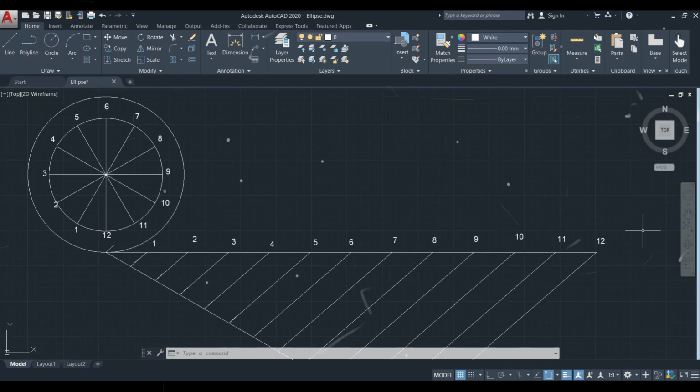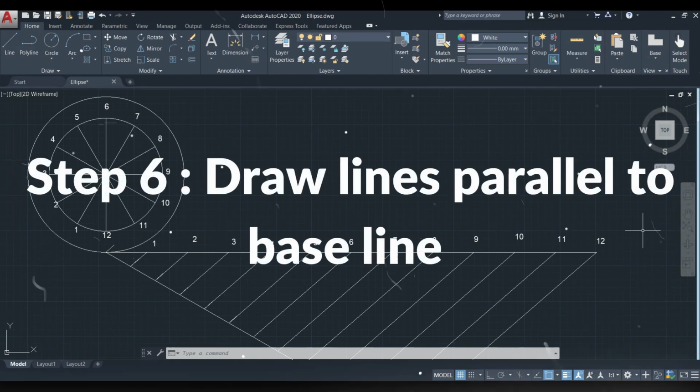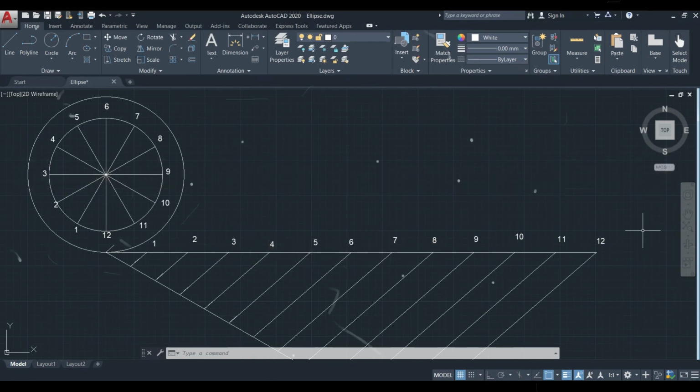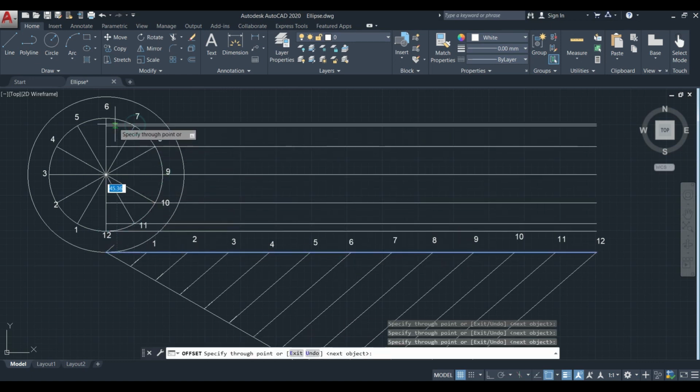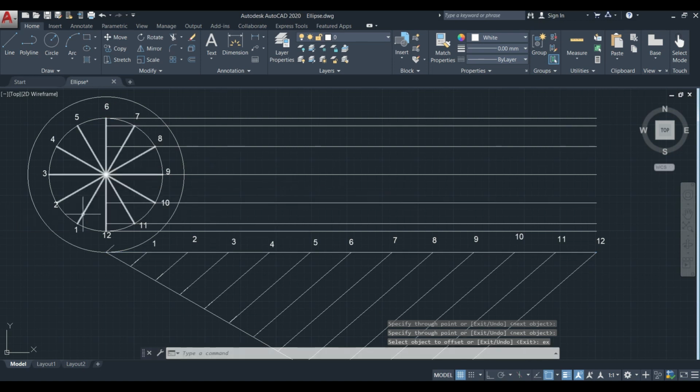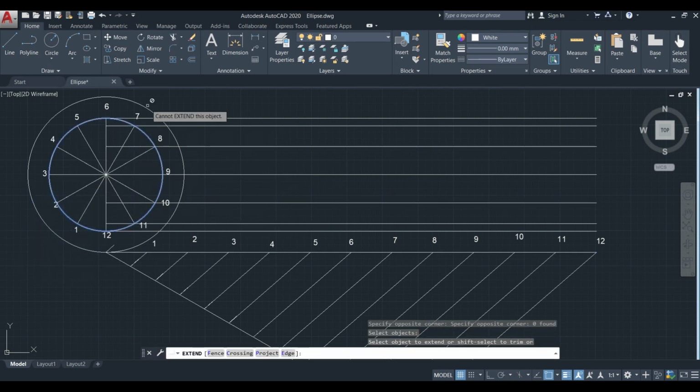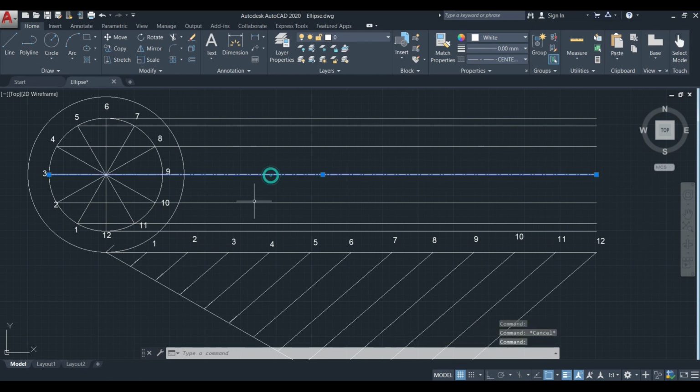Now the next step is we have to draw horizontal lines through each and every point on the circumference of the smaller circle, like this. This line here is the central axis line of the circle, which is passing through the center of the circle.